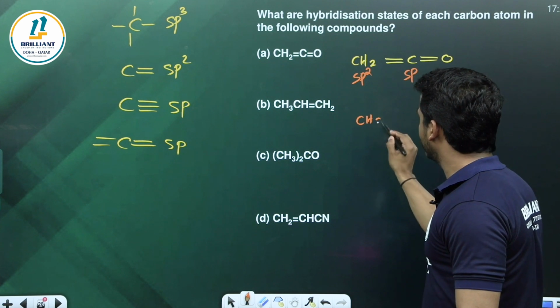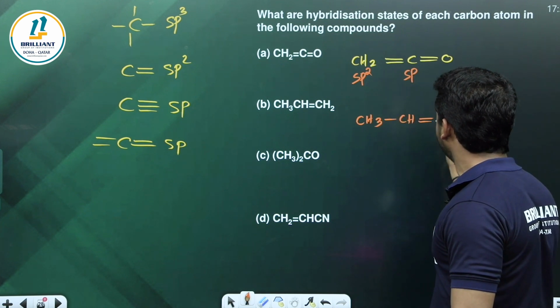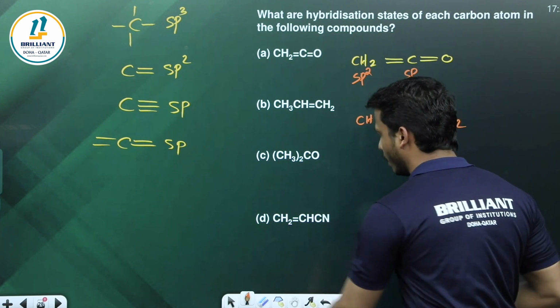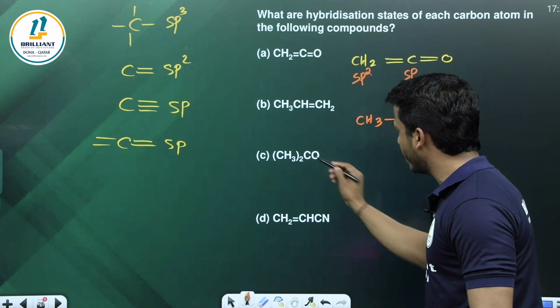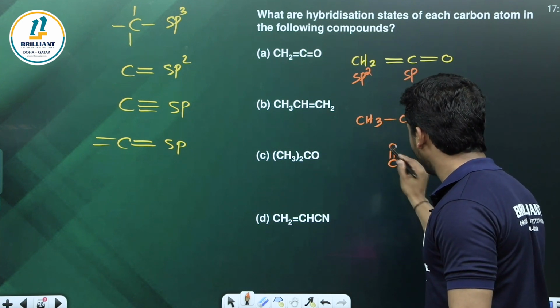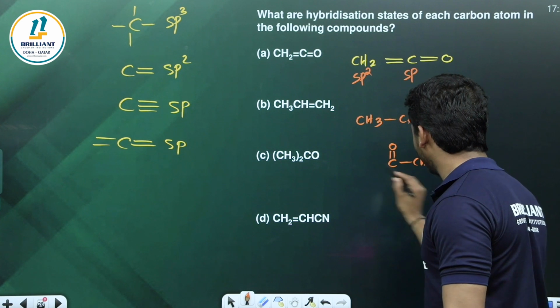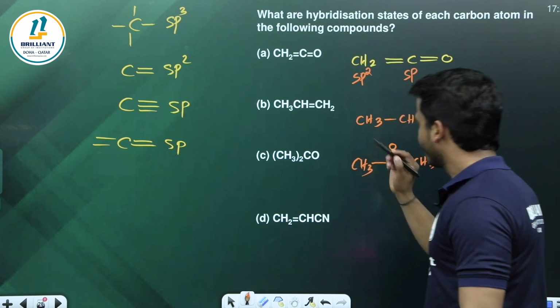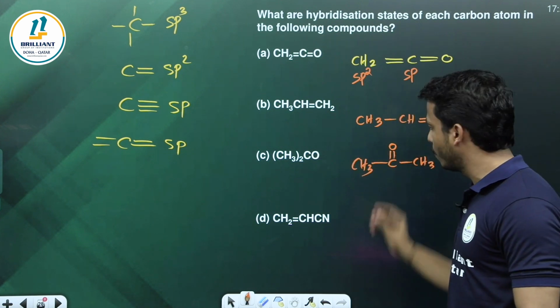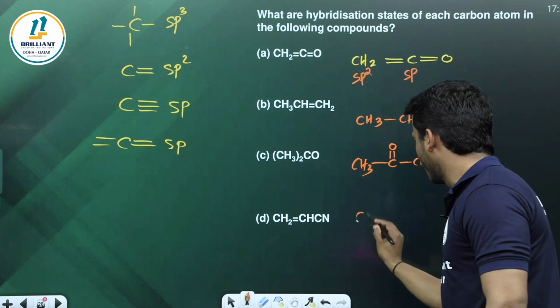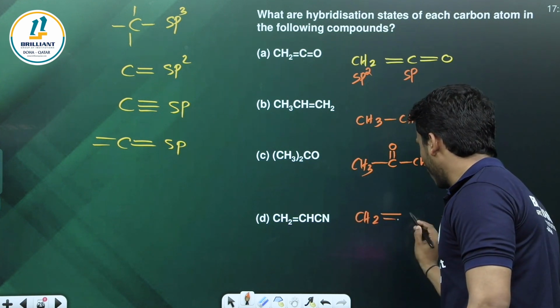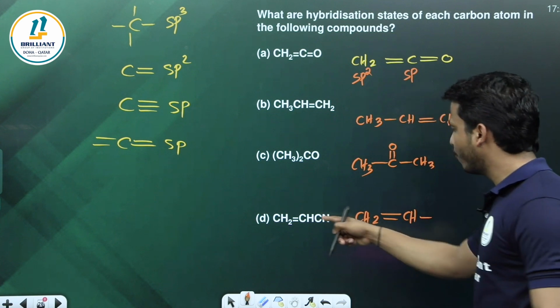Let me write. This is CH3, CH double bond CH2. Check it, all of you. And let me write this also. What does CH3 twice CO mean? On CO, there are 2 CH3. That's the meaning, right? CO, carbon oxygen always double bond, with 2 CH3 on both sides. What is here? CH2 double bond CH. Careful about CN.